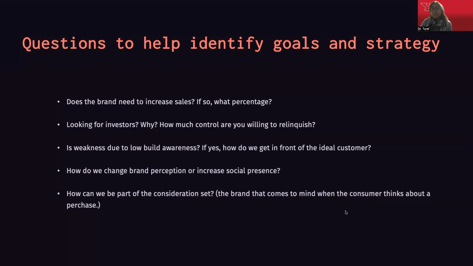A consideration set is the brand that a customer or consumer thinks about when they are considering a purchase. For example, you are thinking about getting a perfume, and the first thing that comes to your mind is Chanel, right? So this is the consideration set. You want to be the consideration set when people want to purchase those types of products. So this is important.